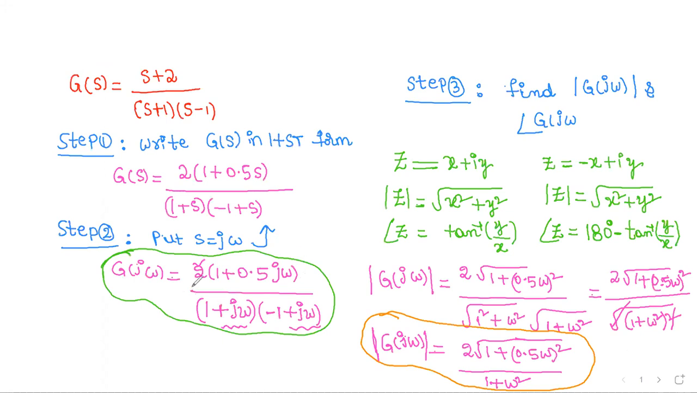For this, for the first term, what is the angle? How do we find the angle? This lies in the first quadrant, so the angle is tan inverse of imaginary by real. In the denominator we have two terms. For the first term, the angle is tan inverse omega. And the second term lies in the second quadrant. So how to find the phase angle? That is 180 minus tan inverse y by x.